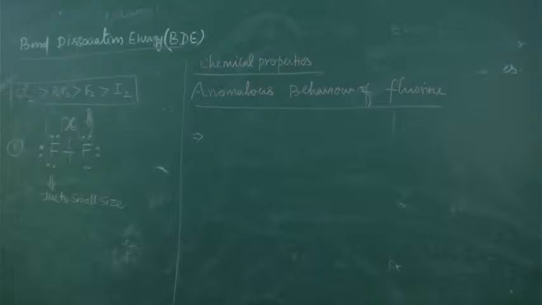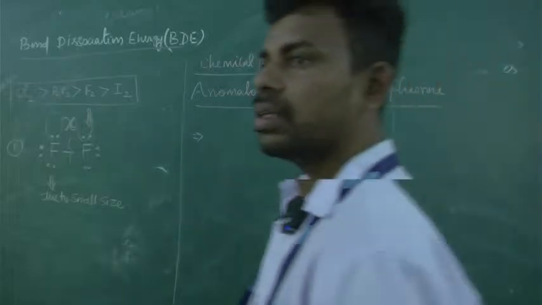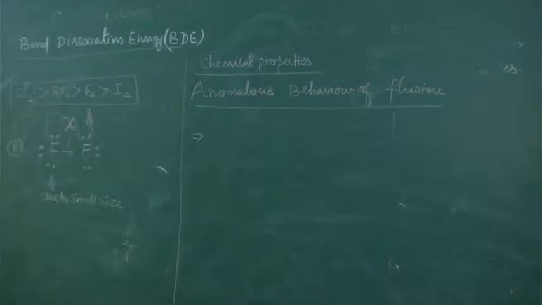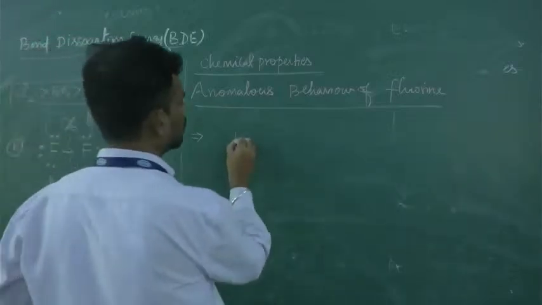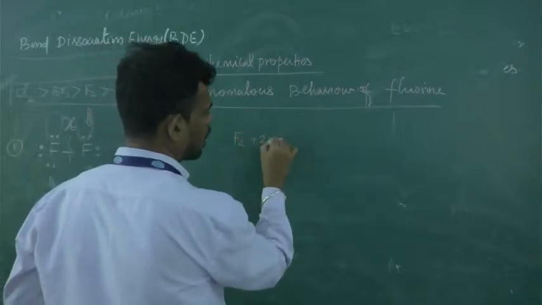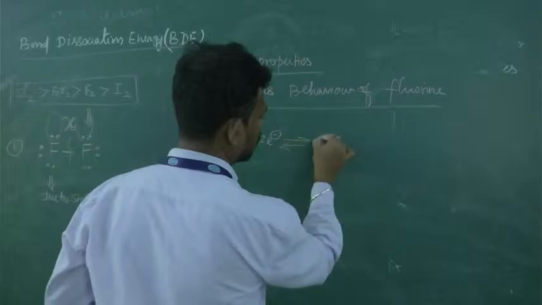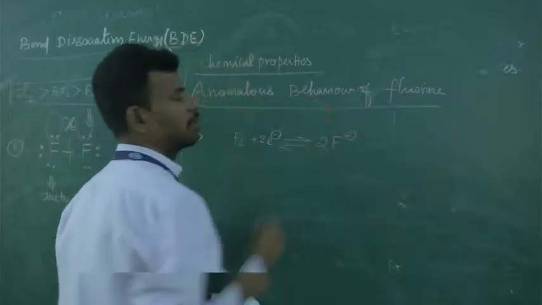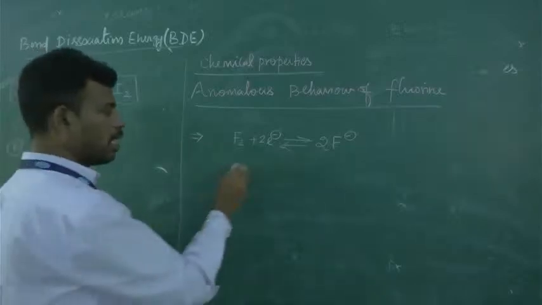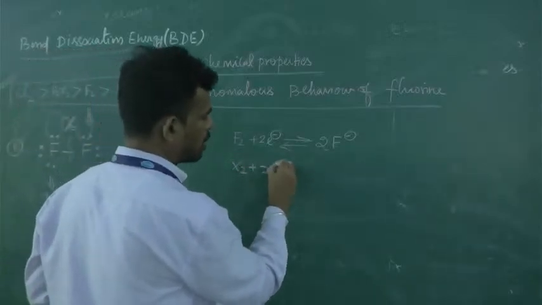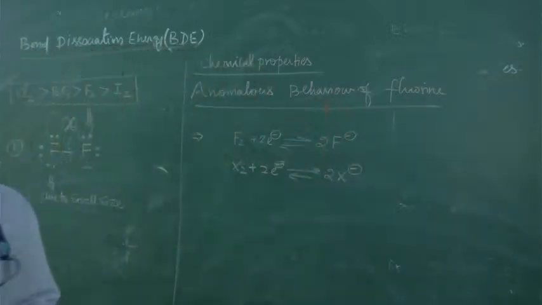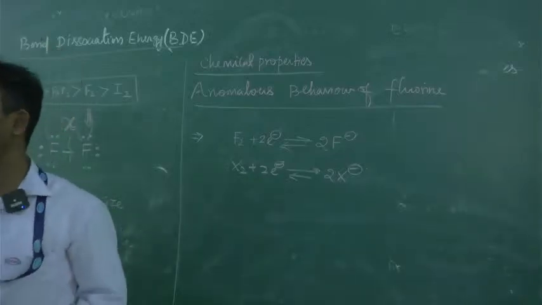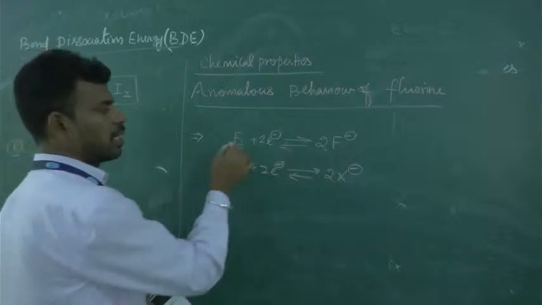Oxidizing agent means it oxidizes others, but itself is reduced. What is the equation you can write? F2 takes 2 electrons and becomes 2F minus. Any halogen will take 2 electrons and become 2X minus. An oxidizing agent oxidizes others, and itself gets reduced.